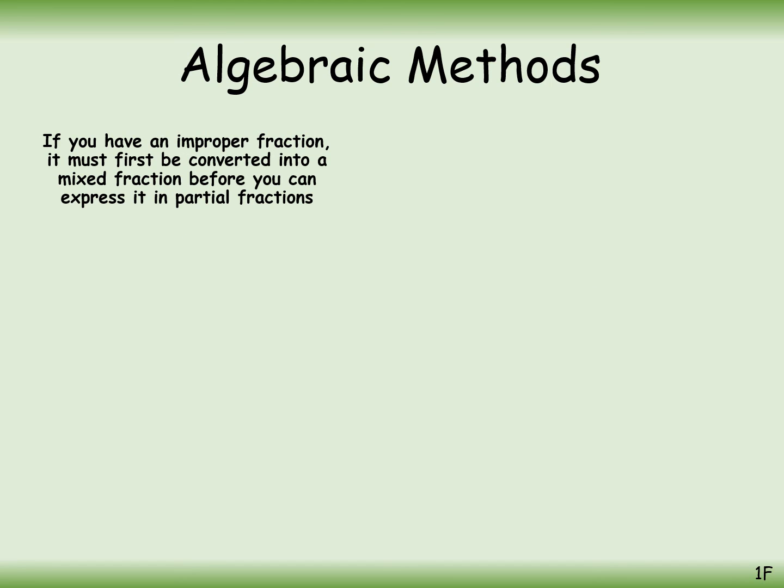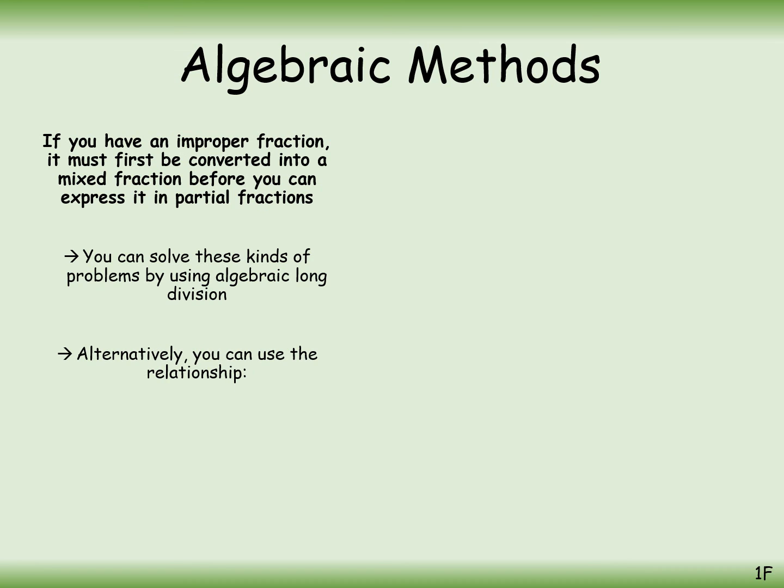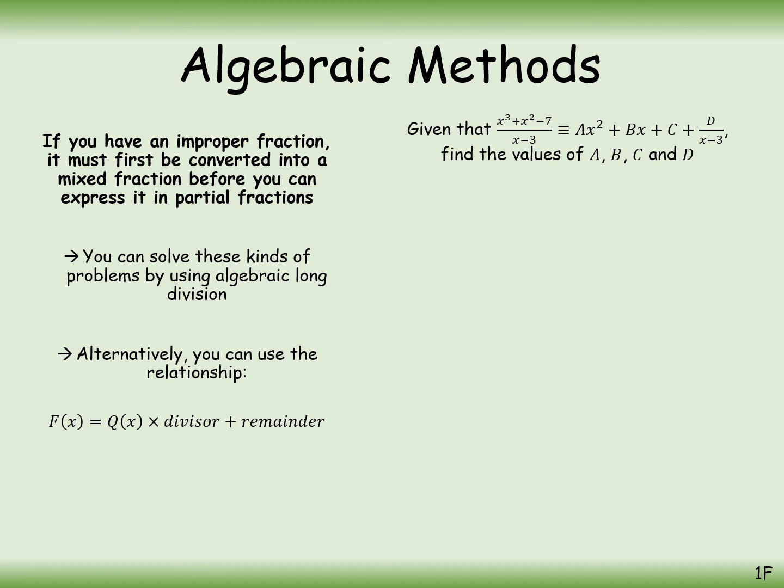If you have an improper fraction, it must be first converted into mixed fraction before you can express it into a partial fraction. You can solve these kinds of problems by using algebraic long division, or alternatively you could do the identity method. So we know f of x would equal to q of x times the divisor plus some remainder. So 37 would be 12 times 3 plus 1. So if we have something like this, given that x cubed plus x squared minus 7 over x minus 3, we know it would be identical to this because you're dividing a cubic by a linear, so you'll get quadratic plus some sort of remainder left over. In this case, it would be d over x minus 3, just like what you do with numbers.